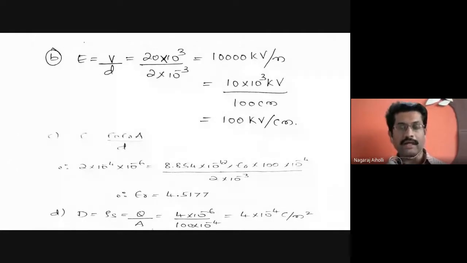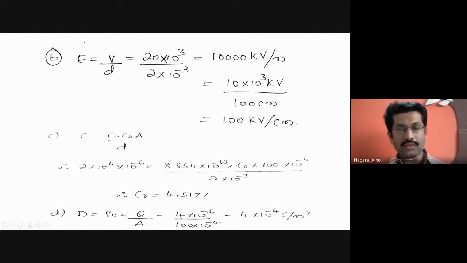and hence I can write D is equal to rho s is equal to Q by A, because D is equal to phi by A, that is flux by area. Rho s is equal to Q by A, but phi is equal to Q. Phi is equal to Q, and hence I can write the equation D is equal to rho s is equal to Q by A.